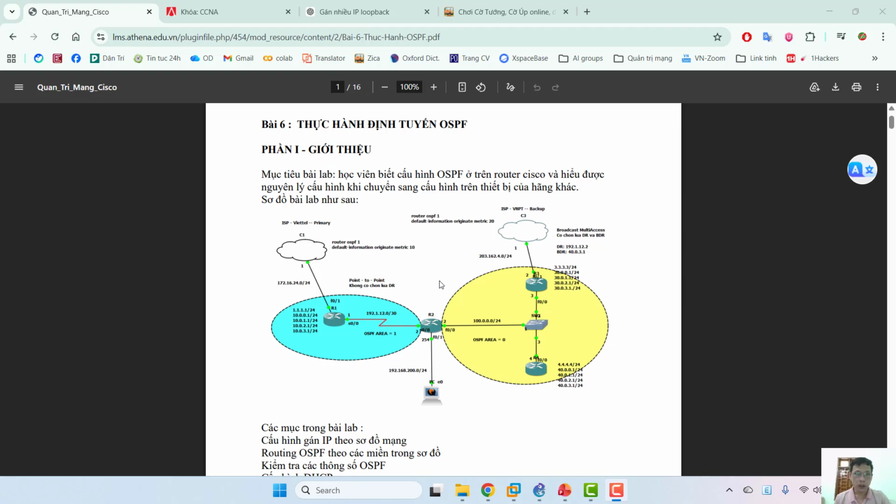Hello everyone. Today I will practice lab number 7.1 about dynamic routing OSPF. As you can see, we have a topology here, so I will configure the routing for this topology.